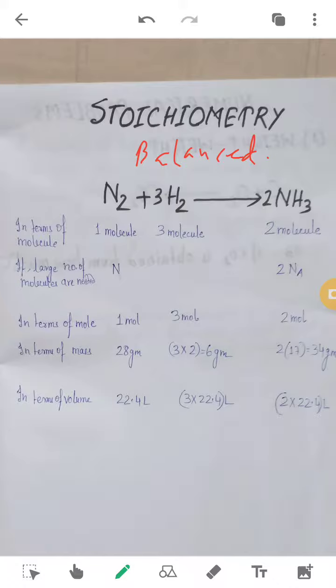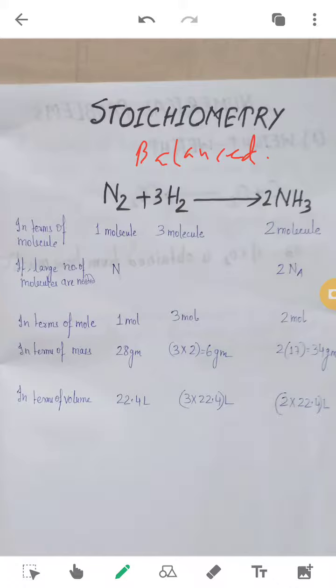Now we see the balanced chemical reaction. As I have written, N2 plus 3H2 gives us 2NH3. Now how is it balanced? We already know this. The number of atoms of the different elements on the left hand side and the right hand side would be the same, as you can see here. You have 2 nitrogen atoms on the left hand side as well as 2 nitrogen atoms on the right hand side, and in this way.